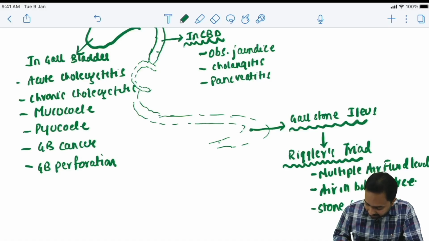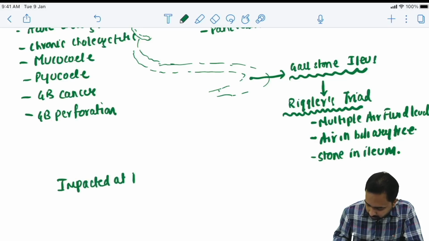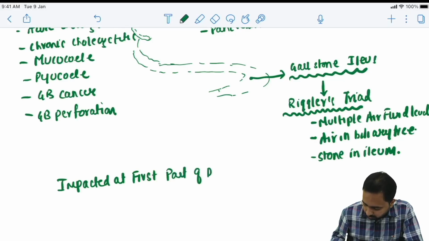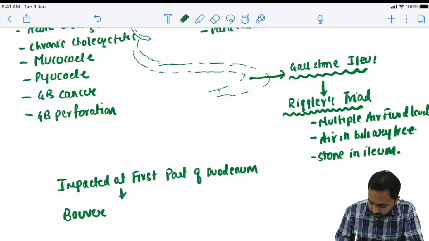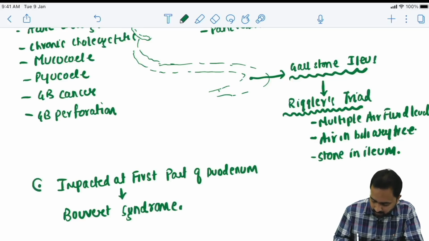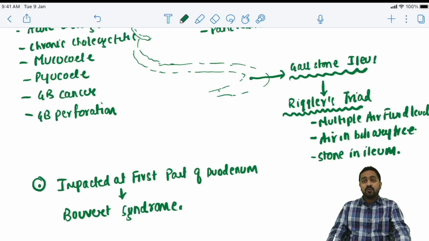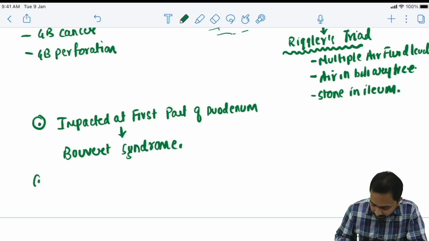Now this gallstone may also get impacted in the first part of the duodenum, right? If it gets impacted at the first part of the duodenum, it is called Bouveret syndrome.